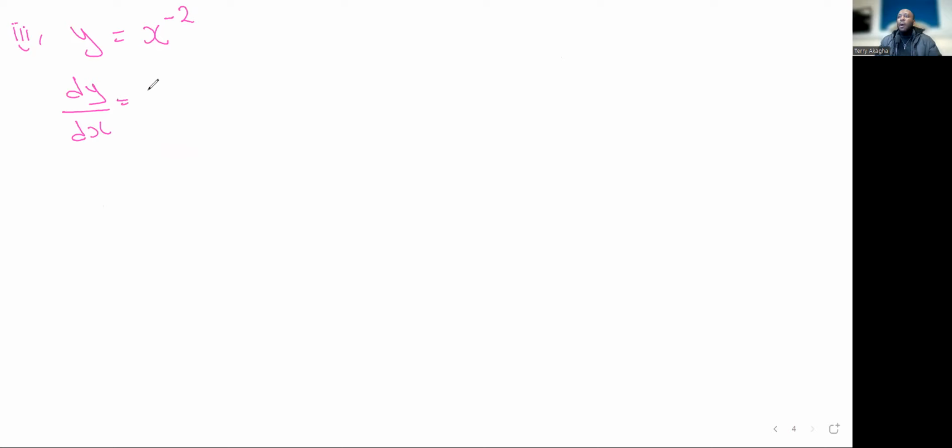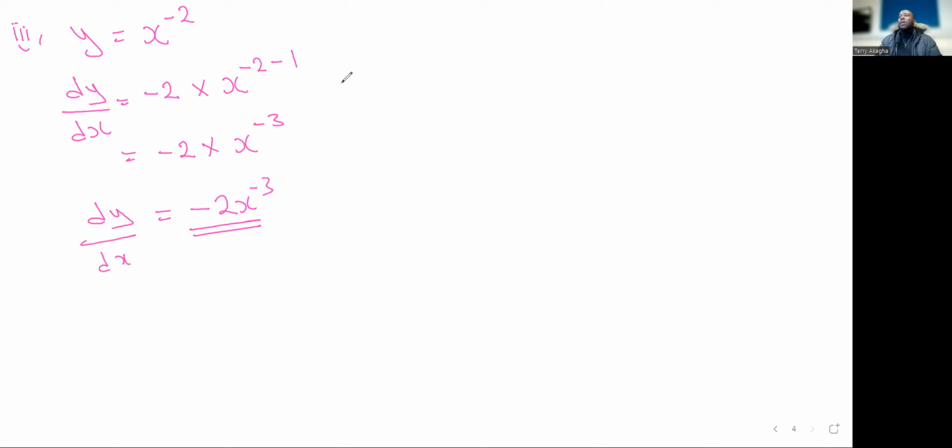We bring down the power, it'll be minus 2 multiplied by x to the power minus 2, and you subtract 1 from this. Are you seeing it? Then you simplify. That's going to give us minus 2 multiplied by x to the power minus 3, and this will now give you what? Minus 2x to the power minus 3, and that is the derivative for that question. All right, let me pick one more example, then I'll give you some exercises to try.